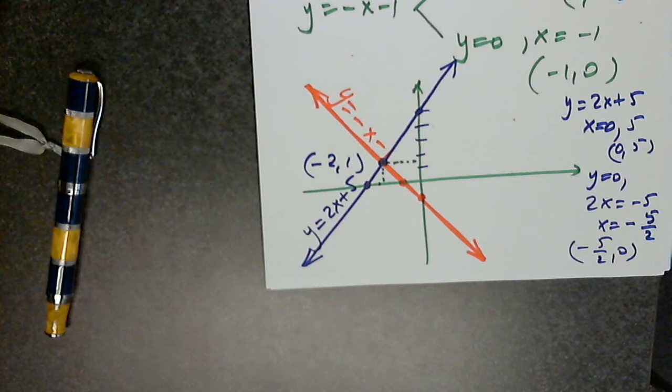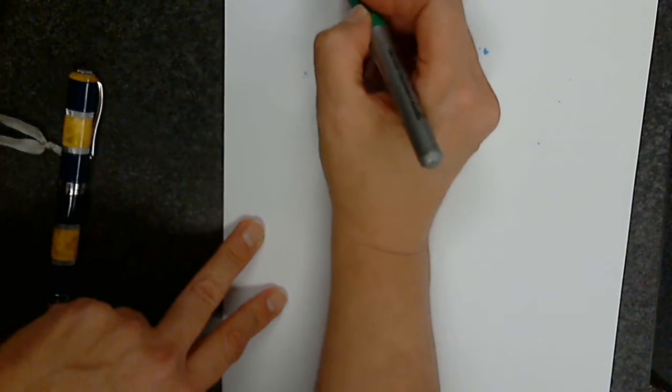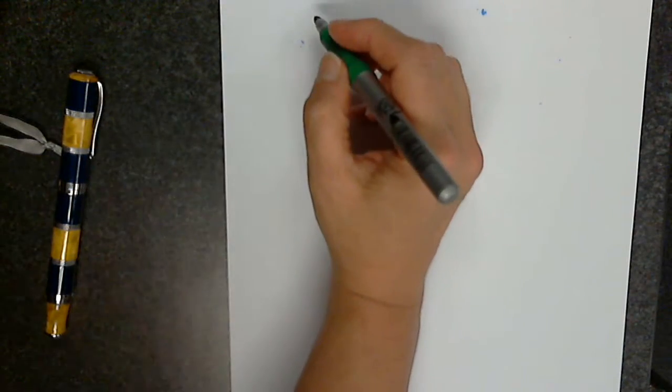I'd like to practice a little bit more in 3.6. From the chapter test review on page 244, I would like to look at problems 101 through 104. So 101 through 104 on page 244. So let's start with 101, and here's the graph.